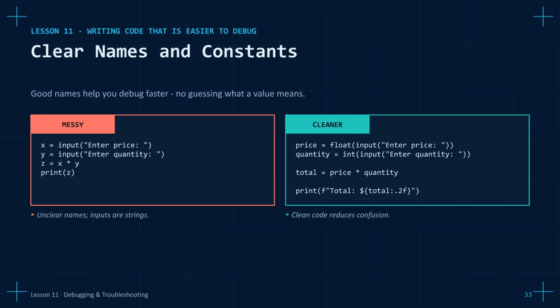Look at these 2 versions. The messy one uses single letters and multiplies raw input strings, making it unclear and broken. The cleaner version uses descriptive names like price and quantity, performs proper conversions, and formats the output. Good names allow you to debug faster because you never have to guess what a value actually means.